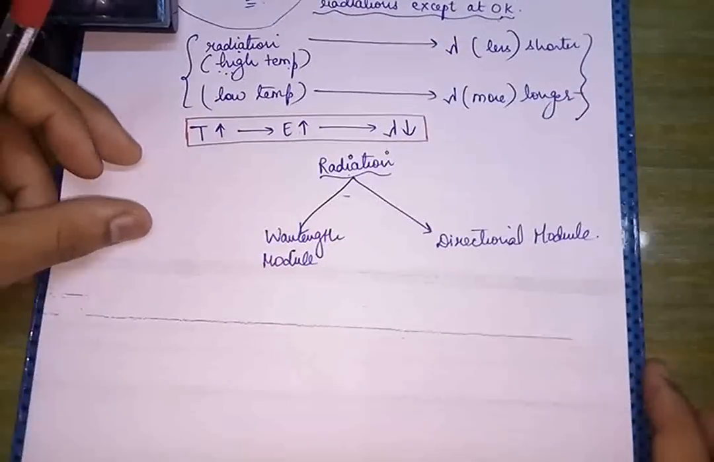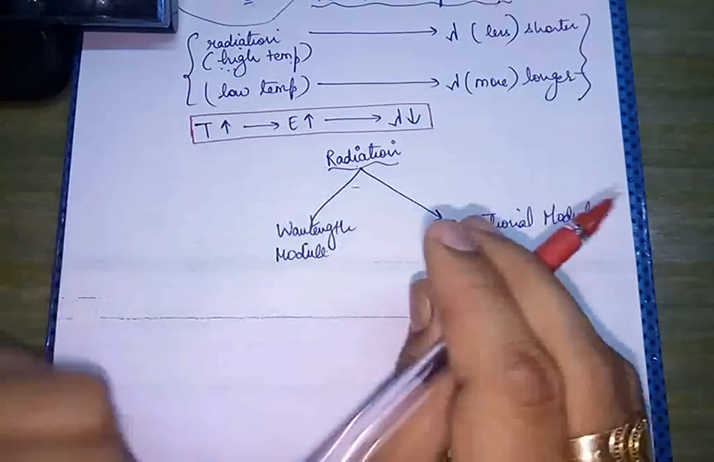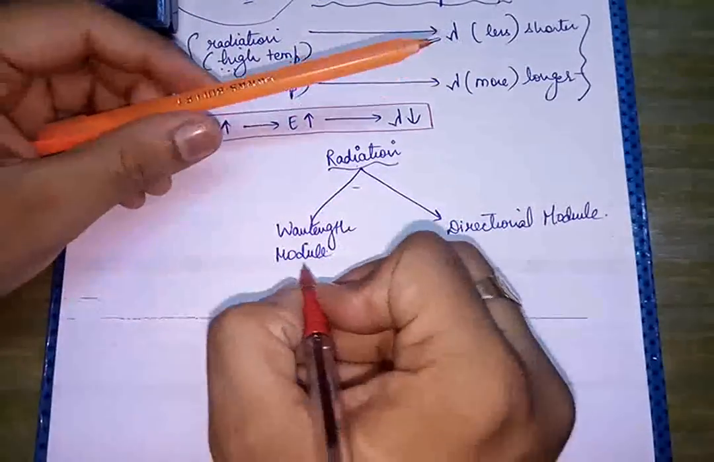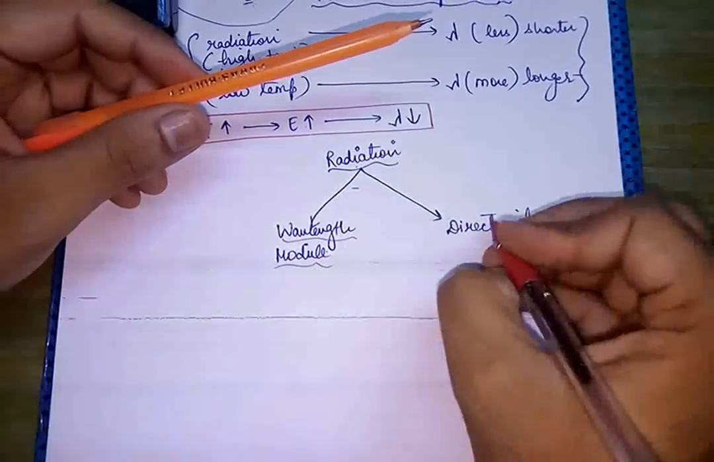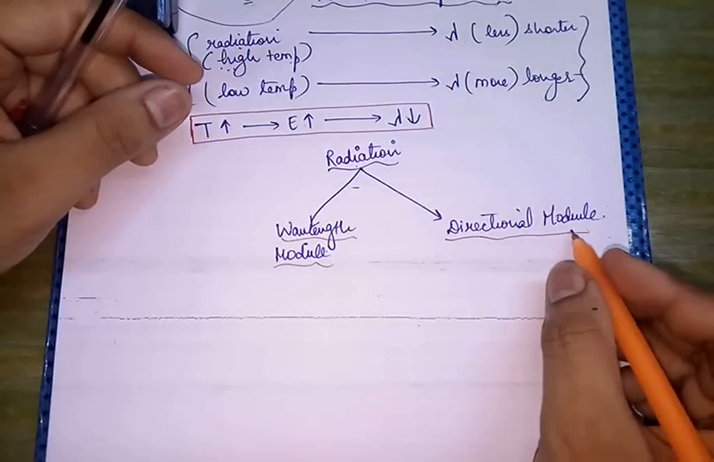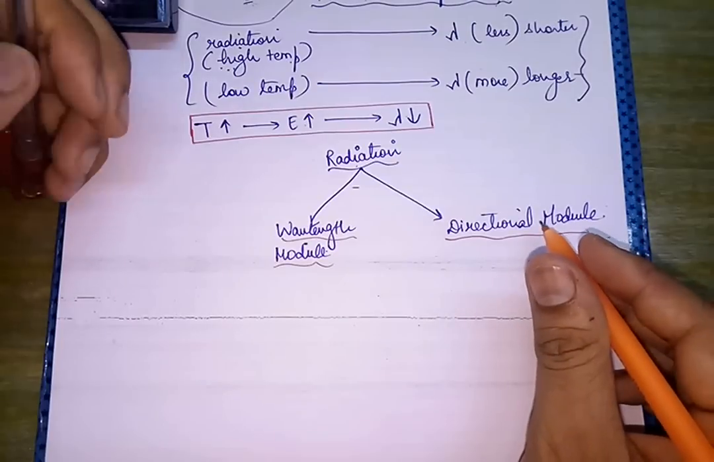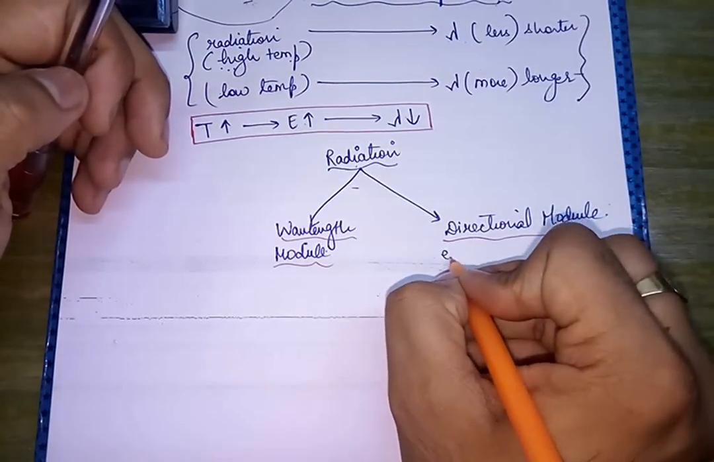The radiation topic we can actually study in two sub-parts, in two modules. The first module is the wavelength module and the second is the directional module. In the directional module, we assume that the radiation is being given out in almost every direction.